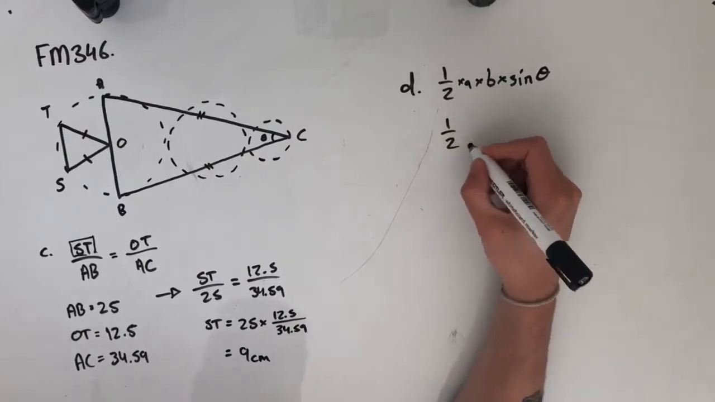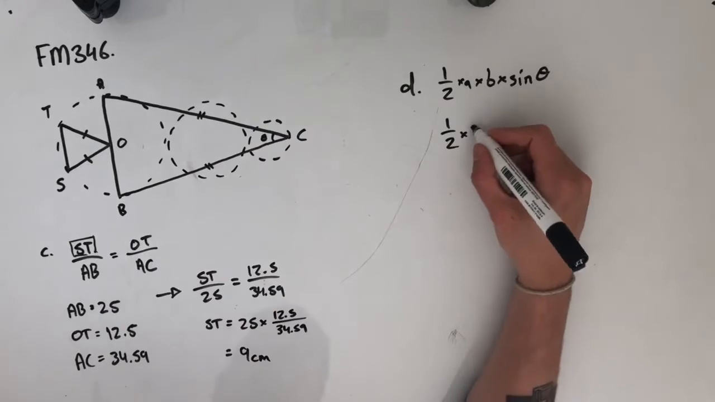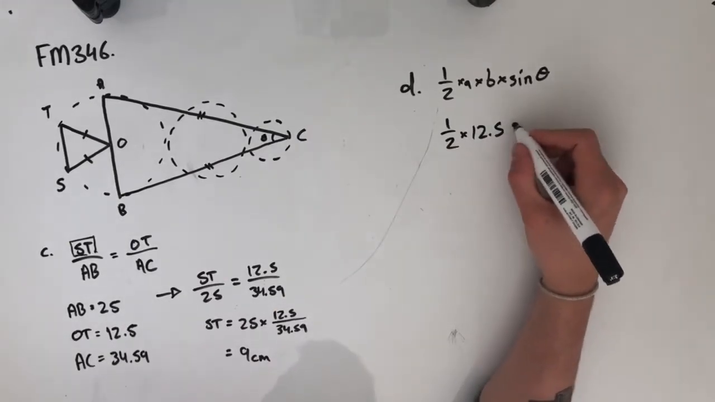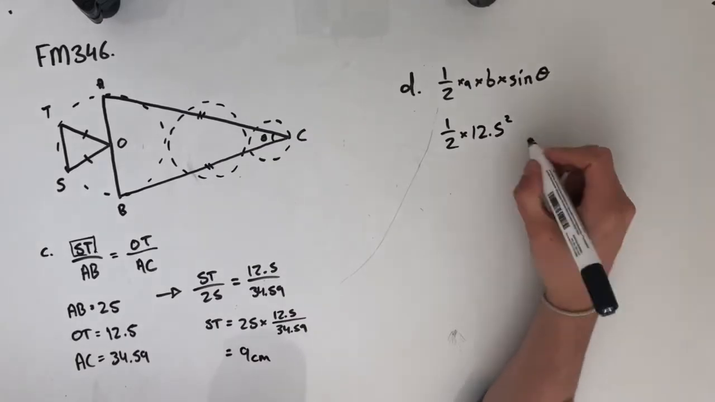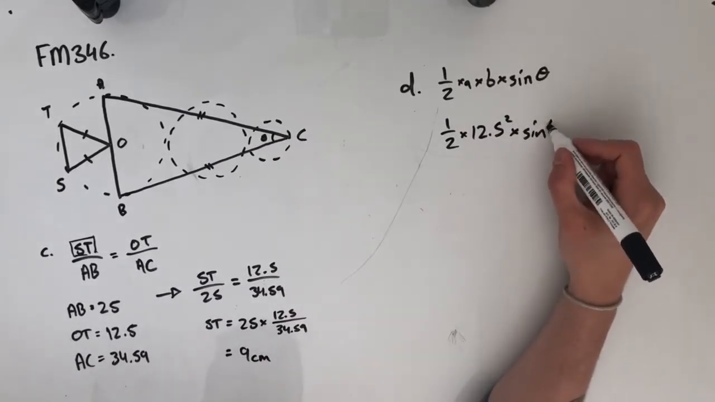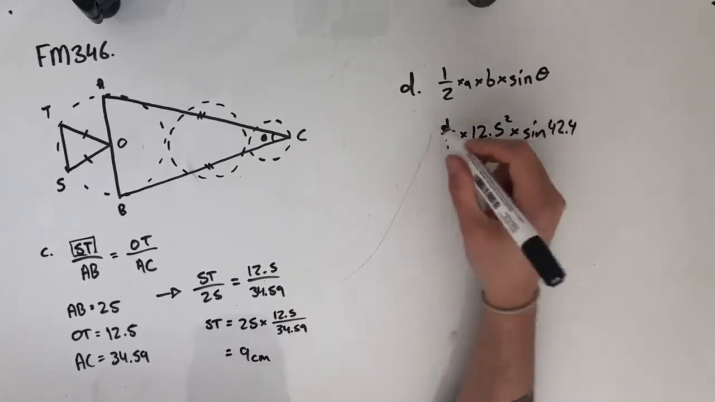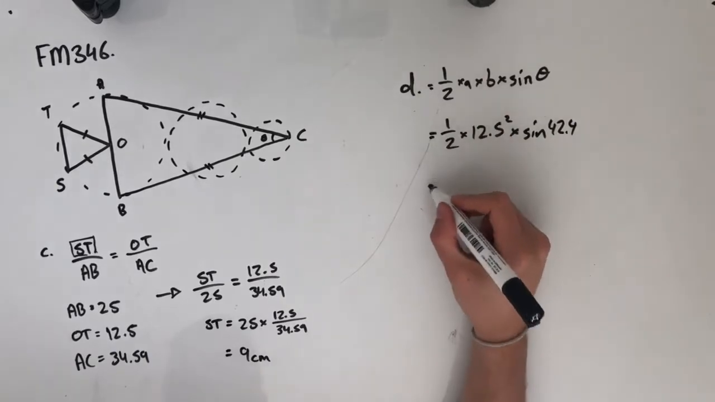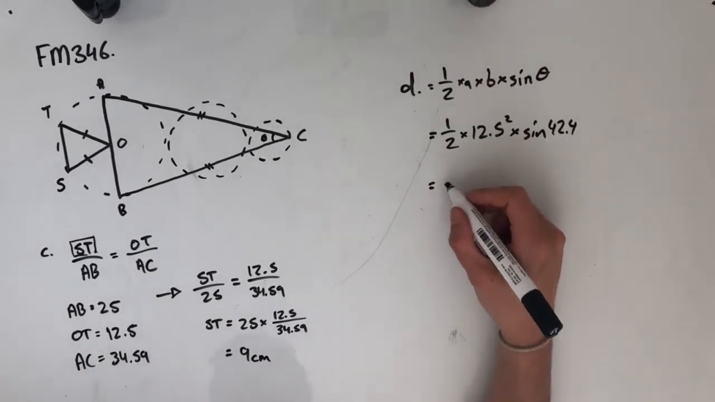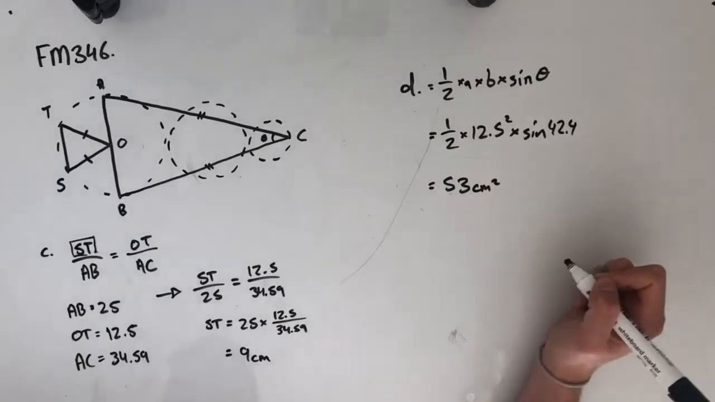So plugging all these values in, we get half times, we know that OT and OS are going to be 12.5 centimeters each. So instead of writing 12.5 times 12.5, I'm just going to write 12.5 squared, which means the same thing. And then we're going to get times sine of 42.4. Plugging that all into a calculator and rounding to the nearest square centimeter, we should get 53 centimeters squared.